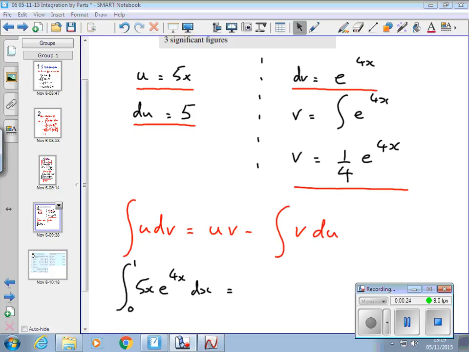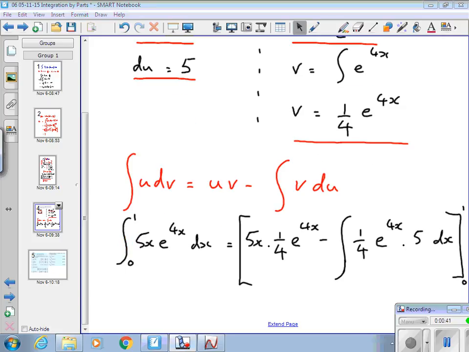So we can write down what u and dv are, and then we can differentiate u and integrate v to get this, and then we can put them into the formula for integration by parts. So if you can carry on from here. So we've got u, 5x, times v, a quarter e to the 4x, here, minus the integral of v du, a quarter e to the 4x times du, which is just 5.